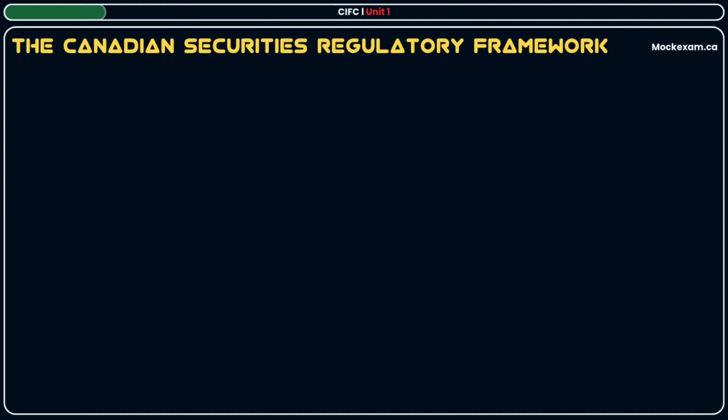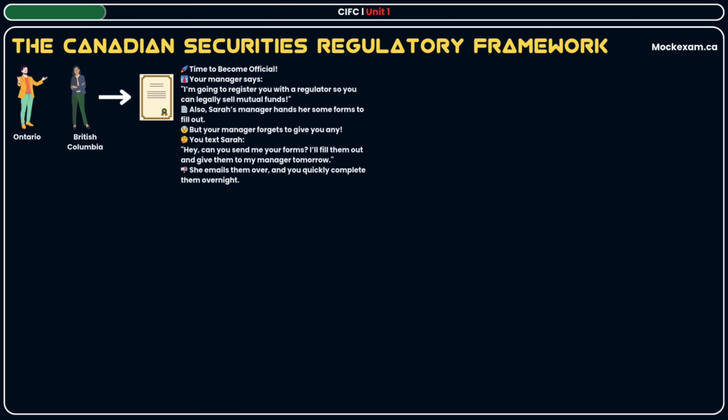Let's get it done. Canadian Securities Regulatory Framework. Let's have a scenario here. Let's say you are from Ontario and you have a friend named Sarah from British Columbia. You guys both passed IFC or CIFC or CSC and are now hired by a bank after 3 months of job shadowing and doing some teller jobs. Now it's time to become official. What do I mean by that?